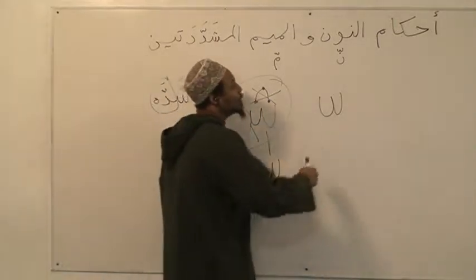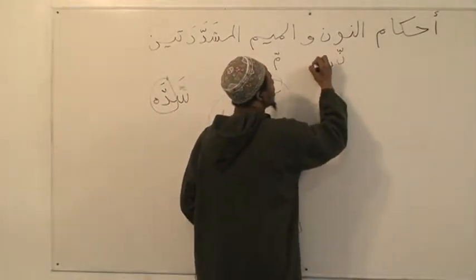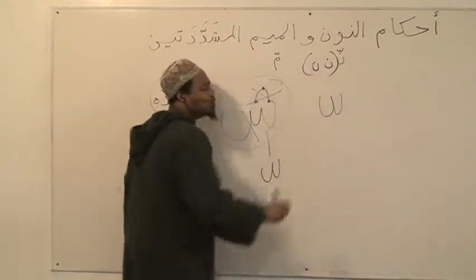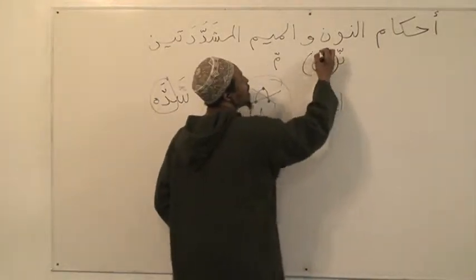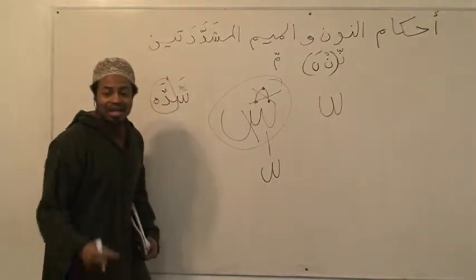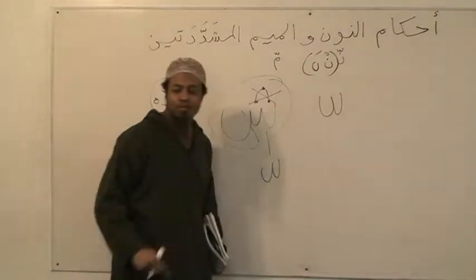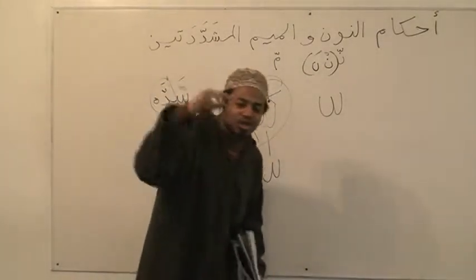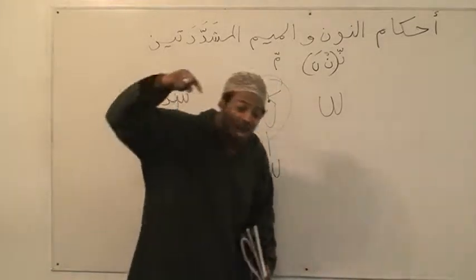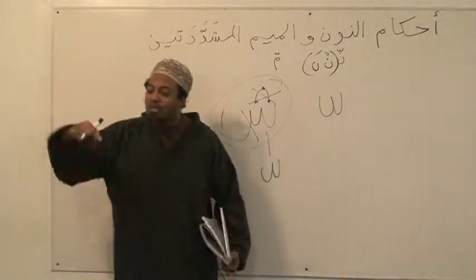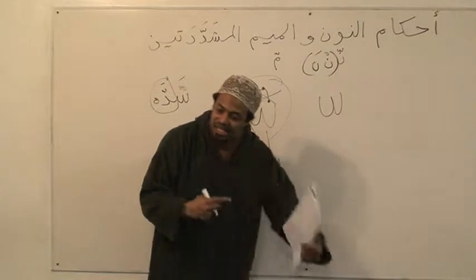So it's as if you put two noons there. So why didn't they write two noons there? One with sukoon and one with the fatha. Why didn't they do that? Go back to the first principle you learned in Arabic. The Arabs love what? The Arabs love abbreviation. You see how you tie this stuff together?